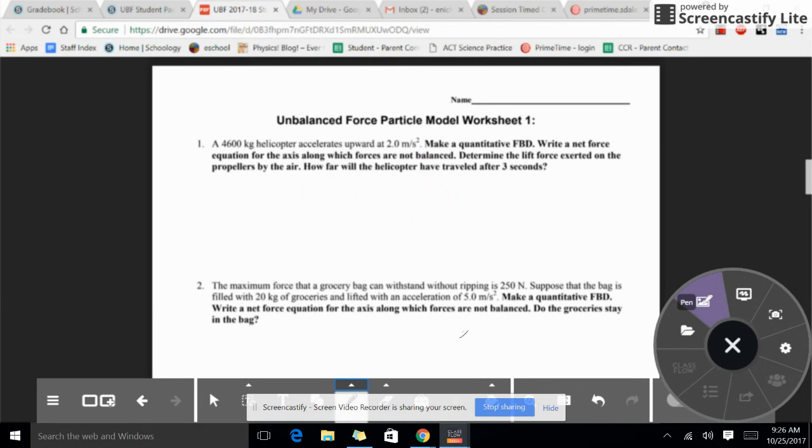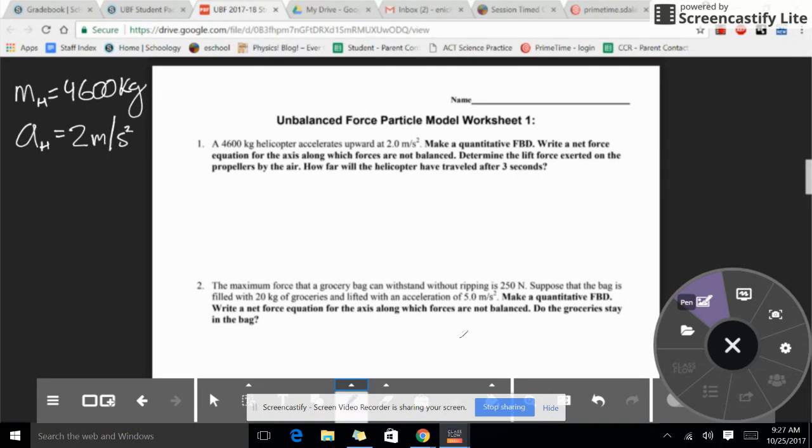So here I am looking at number 1. A 4,600 kilogram helicopter accelerates upward at 2 meters per second squared. Wow, really great information right off the bat. So I'm just going to write off to the side over here. We know the mass of our helicopter is going to be equal to 4,600 kilograms. We're also told that the helicopter is accelerating upward at 2 meters per second squared. So acceleration of the helicopter is 2 meters per second squared. We're told upward, so I can leave it as a positive number.